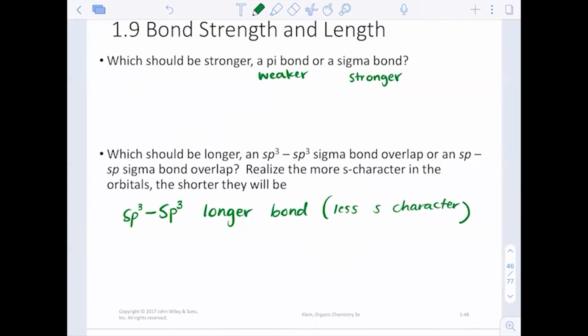The sp to sp sigma bond, that sp orbital is actually smaller. It's more s character, so it looks more like a sphere. And so it will hold the other atom closer. It'll be a shorter bond.